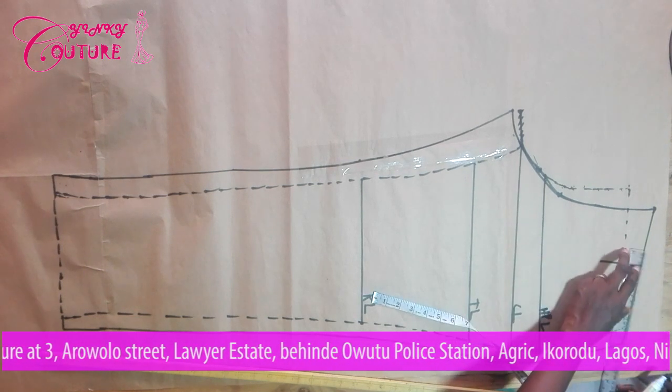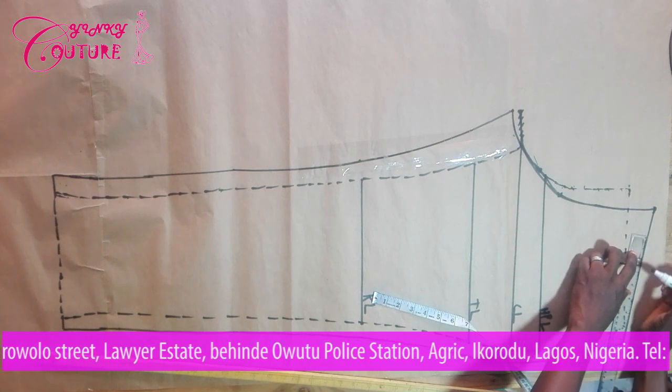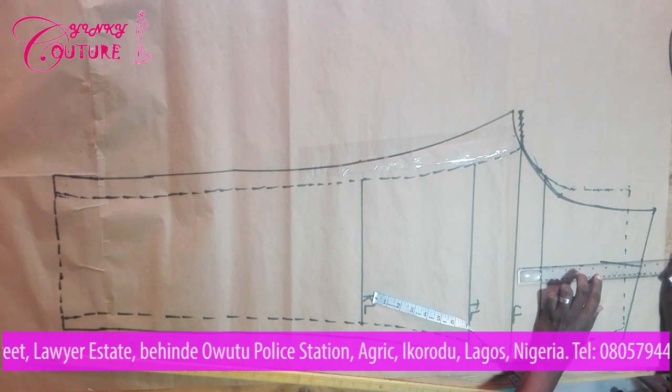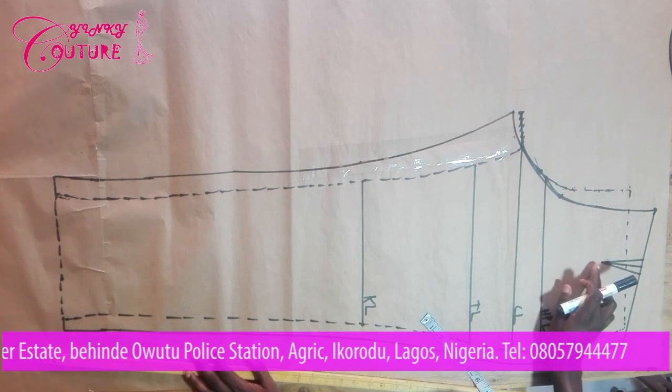Then I'll take the 1 inch intake. It will now be half from both sides of the dart leg. Then you connect it with the straight ruler. So we have the dart now.